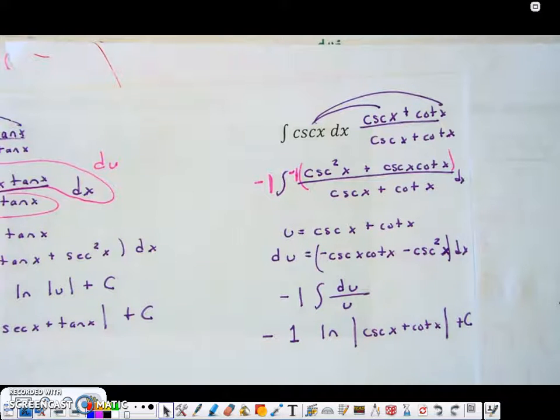So they could have given you these rules on the formula sheet. They do not. But that is how you integrate secant and cosecant.